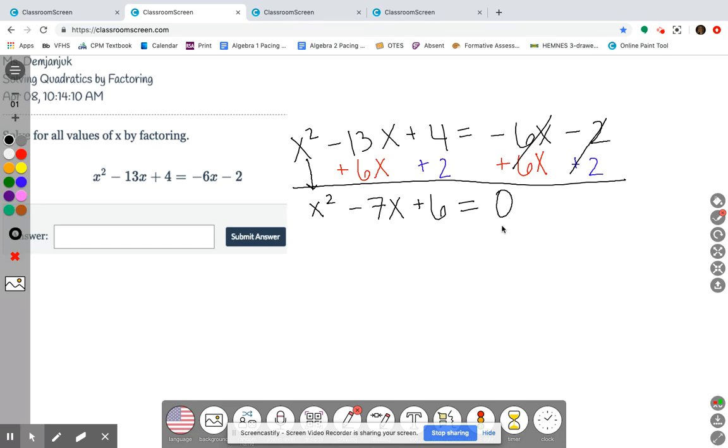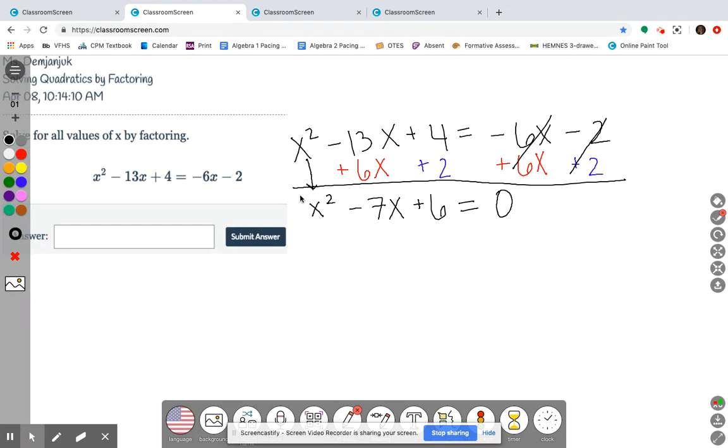Once we have it in standard form, your goal is to factor it. Whenever we're factoring things, we want to first look to see if there's a GCF that we can divide every single term by. I have this x squared term, which is the same as 1x squared, a negative 7x, and a positive 6. Every single term doesn't have an x, and every single term doesn't have a coefficient or a number that I can divide it by. So I'm going to skip GCF.